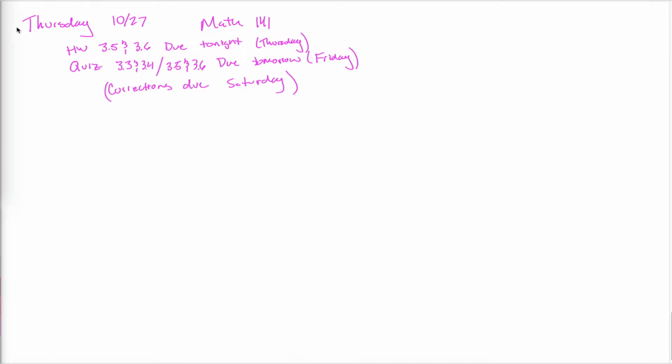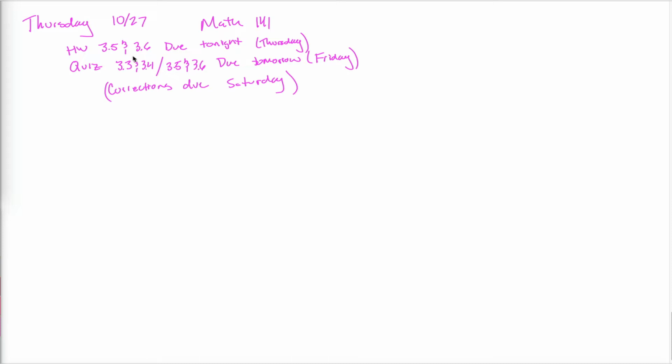All right, so what I would have done if we were in class today is I would have started out by writing all this stuff up on the board like I always do, reminding you that you have homework due tonight. I'll write Thursday here because I don't necessarily know that you'll watch this on Thursday. I'm recording it on Wednesday, but by the time you watch it, maybe it's tonight anyways. Then you have a quiz that's due tomorrow, and the corrections, as always, due Saturday.